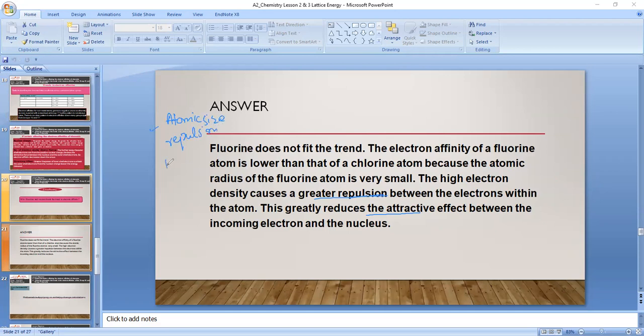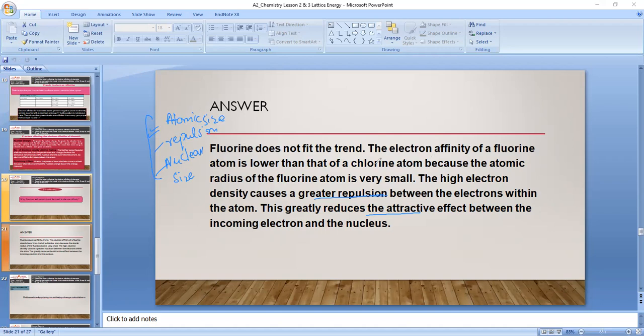Okay. These two, and then nuclear charge. So when you explain these three things, then you will get full marks. Keep in mind these three things and then explain, and then you will get full marks. So you can see the answer. Okay, fluorine doesn't fit the trend.